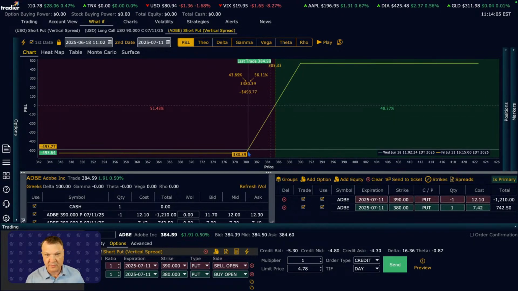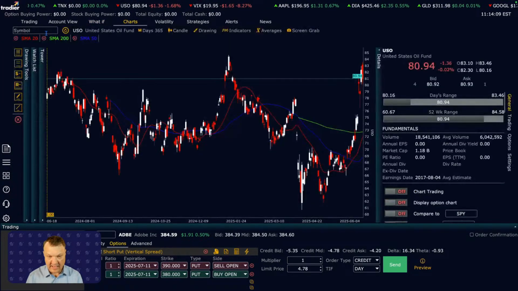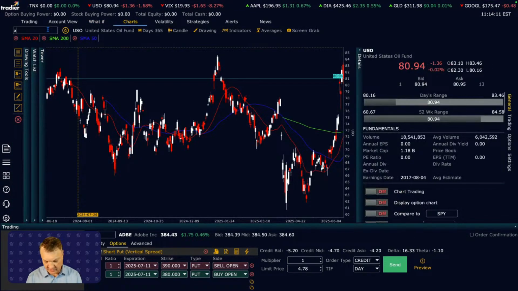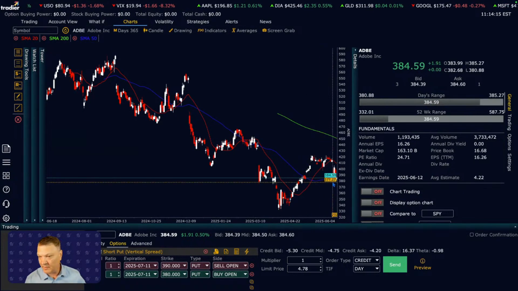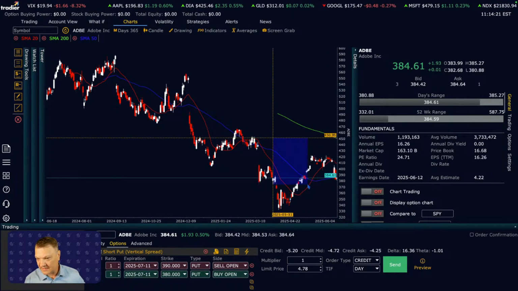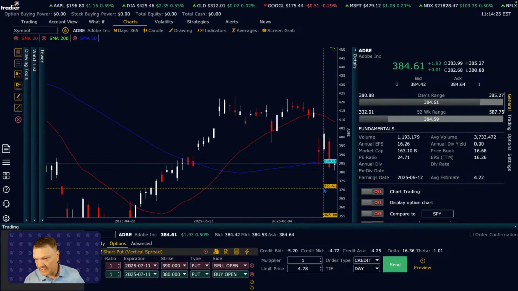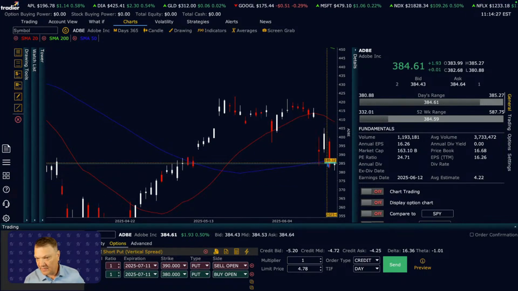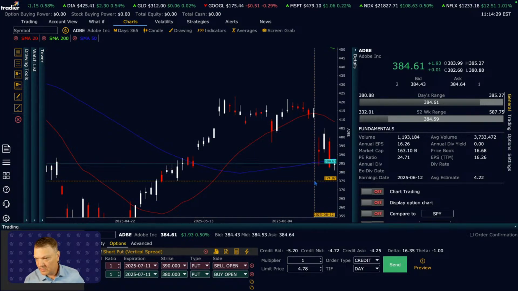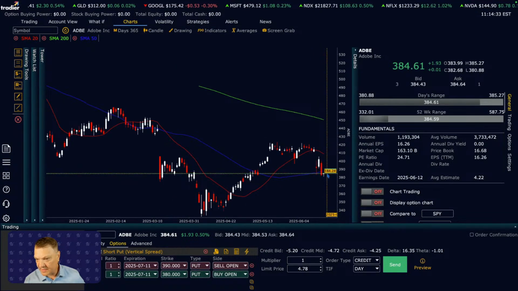I still think that there's some strength in Adobe. If we want to look at the chart, I just don't think it's getting the respect it deserves. I'm not 100% sure why this stock is down. It has solid earnings. They even upped their guidance. Yeah, we're sitting right at the 50-day moving average. So we want this area to hold.